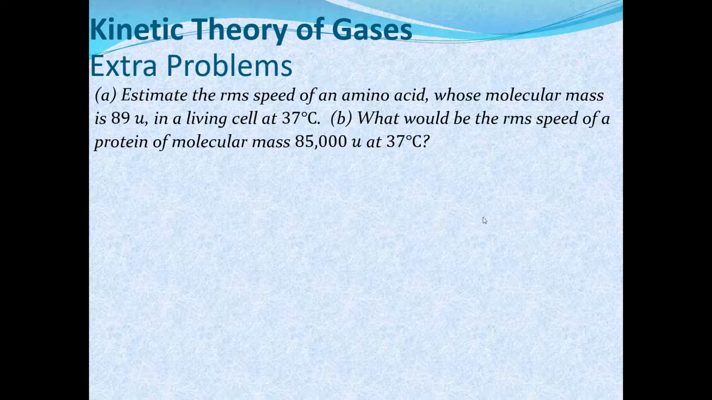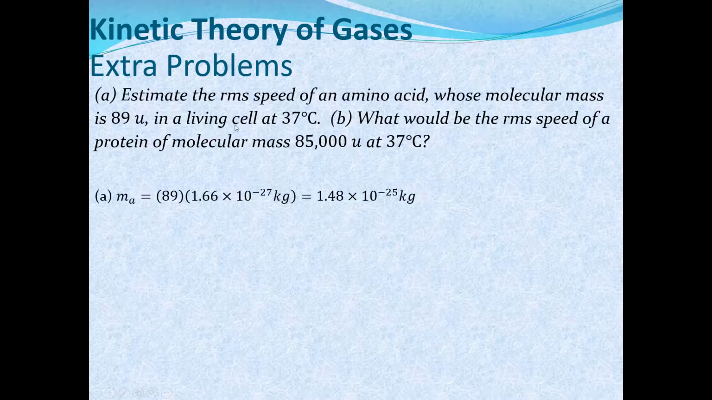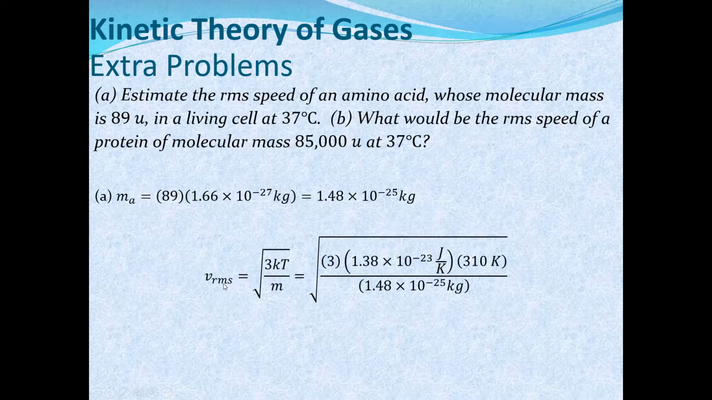All right, so we want to find the RMS speed of an amino acid that has a molecular mass of this at a temperature of 37 degrees. And then we also want to do the protein molecular mass that has this at this temperature, sorry. So the first thing that we have to do is figure out what the actual kilogram mass is. Then we use the RMS velocity equation, plugging in the Kelvin of the temperature, and we end up getting that the RMS speed is 294 meters per second for the amino acid.